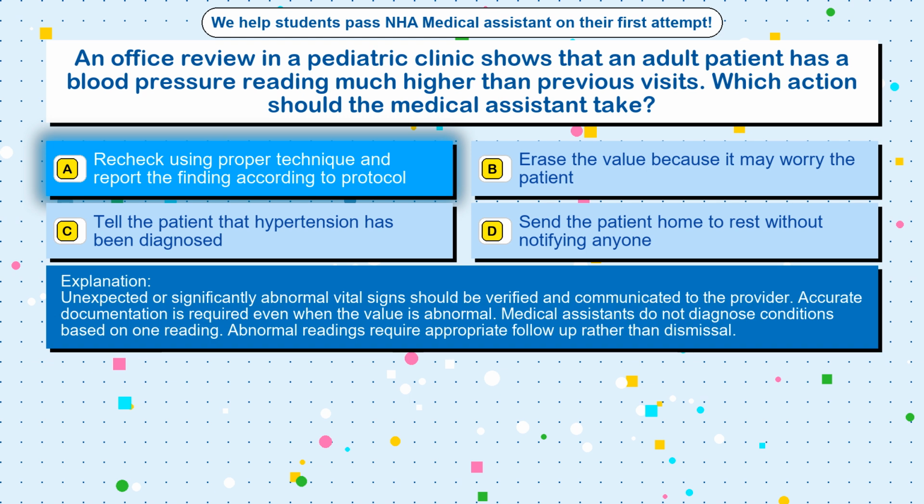Unexpected or significantly abnormal vital signs should be verified and communicated to the provider. Accurate documentation is required even when the value is abnormal. Medical assistants do not diagnose conditions based on one reading. Abnormal readings require appropriate follow-up rather than dismissal.